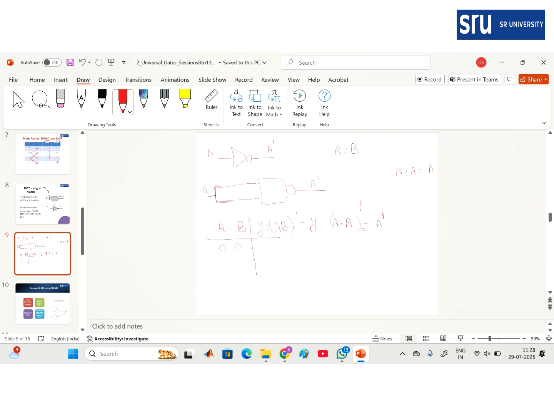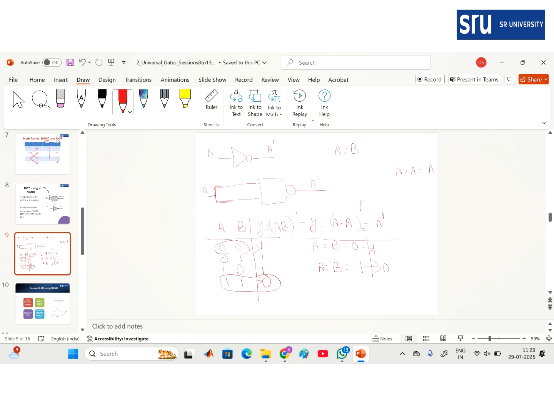So the inputs are 0 0, 0 1, 1 0, 1 1. Now what is the NAND gate output expression? It is 1, 1, 1, 0, right? If A is equal to B, I will get 1 in the first case and 0 in the last case. If A is equal to B is equal to 0, then my output is 1, that is the complement of 0. In the last case, if A is equal to B is equal to 1, the complement of 1 is 0.